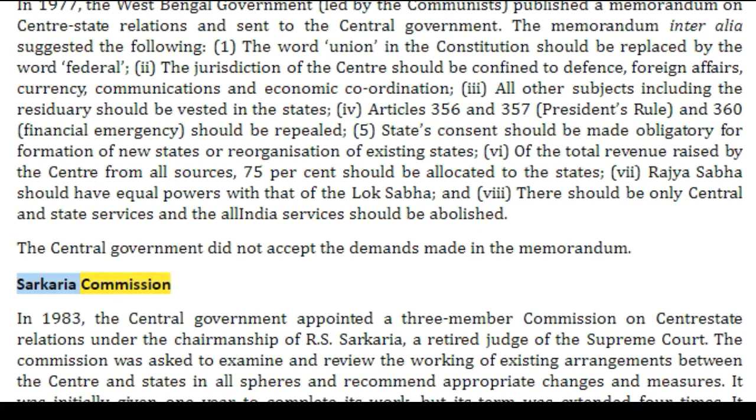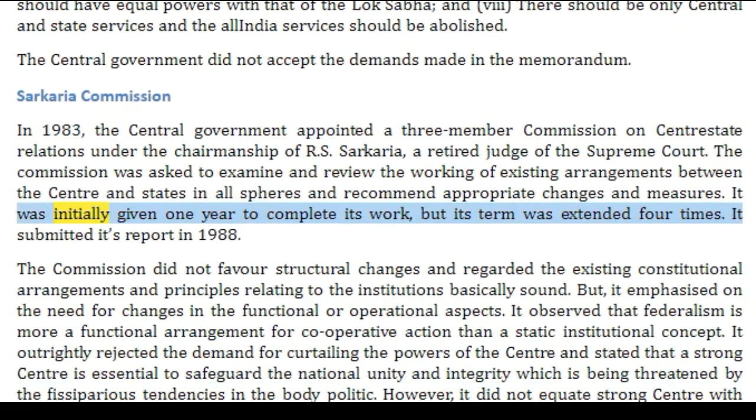Sarkaria Commission. In 1983, the central government appointed a three-member commission on center-state relations under the chairmanship of R.S. Sarkaria, a retired judge of the Supreme Court. The commission was asked to examine and review the working of existing arrangements between the center and states in all spheres and recommend appropriate changes and measures. It was initially given 1 year to complete its work, but its term was extended 4 times. It submitted its report in 1988.